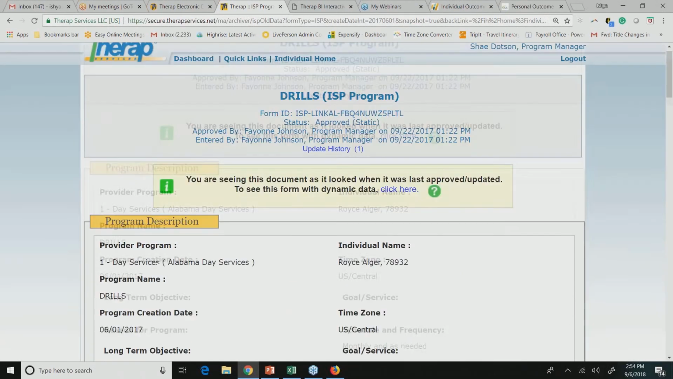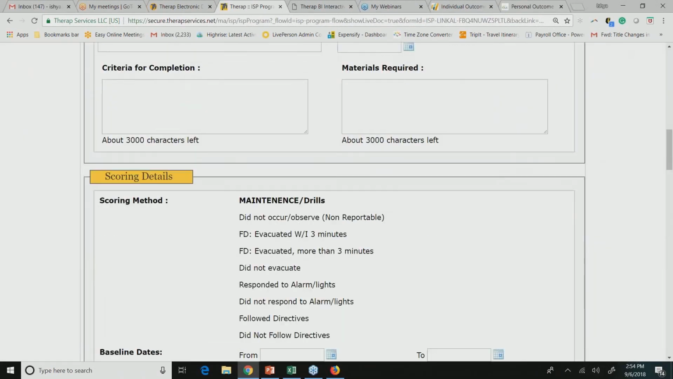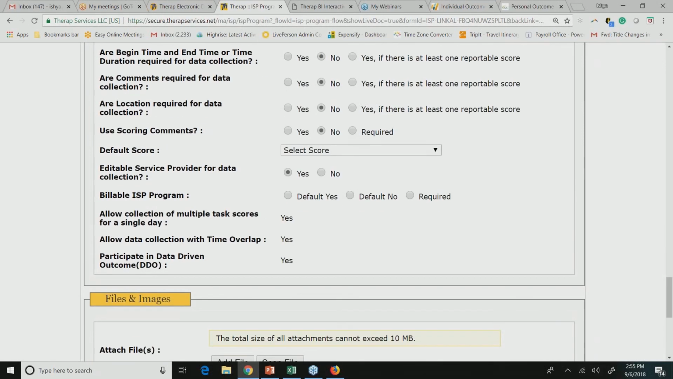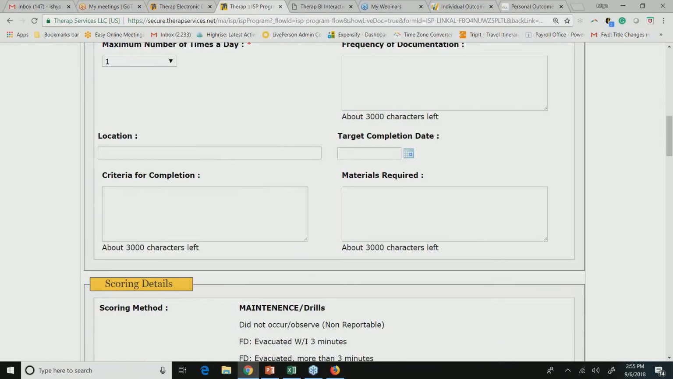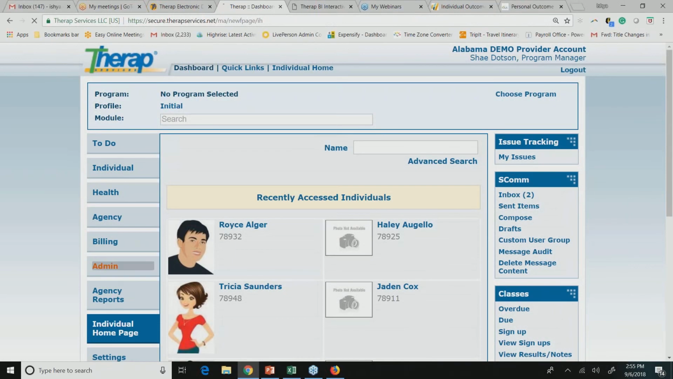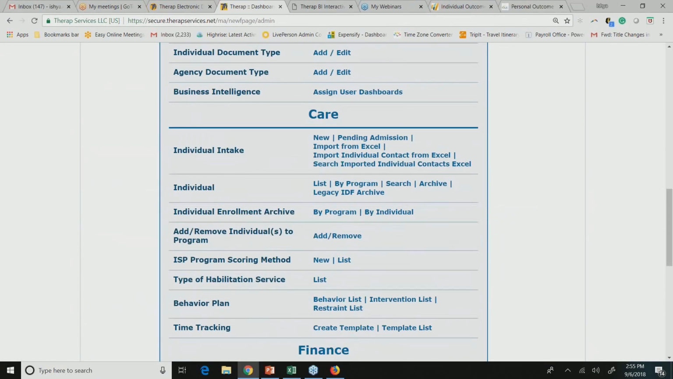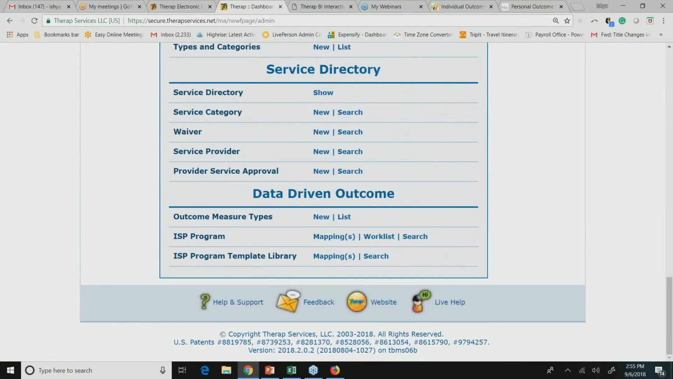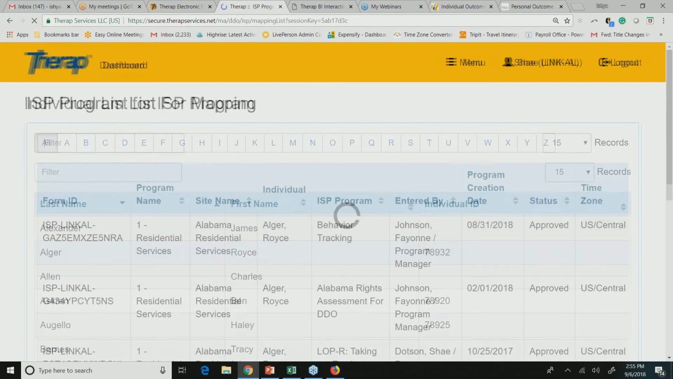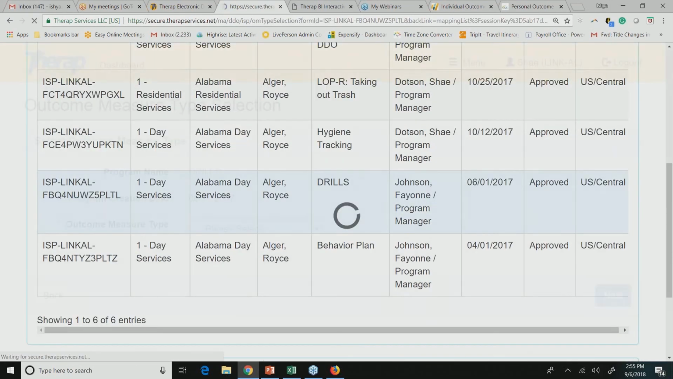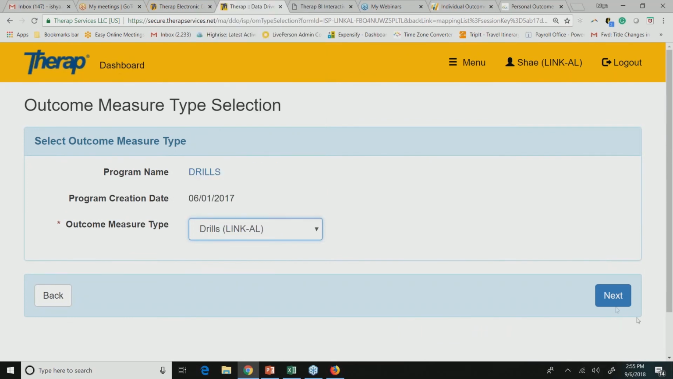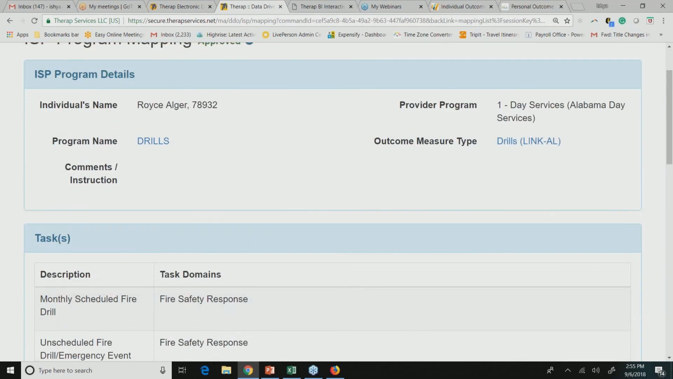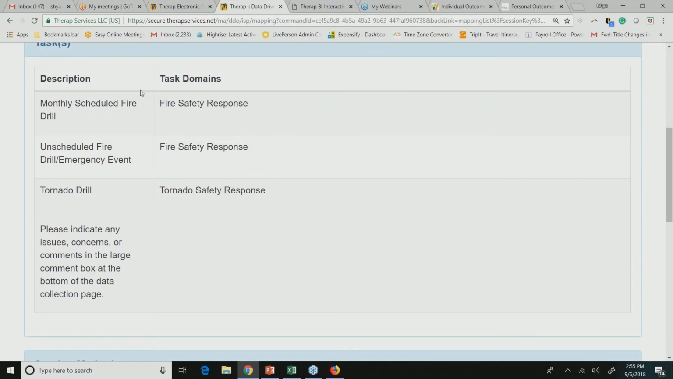And so let's say, I'll just double check to make sure. I believe that it is. We can see right here, based on when I went into the dynamic data, that this is participating in DDO. I'll show you what that mapping turned out to be. On the outcome measure types, mapping for Royce, I mapped this towards those drills. This is already mapped for him, but this is based on the categories that were chosen.